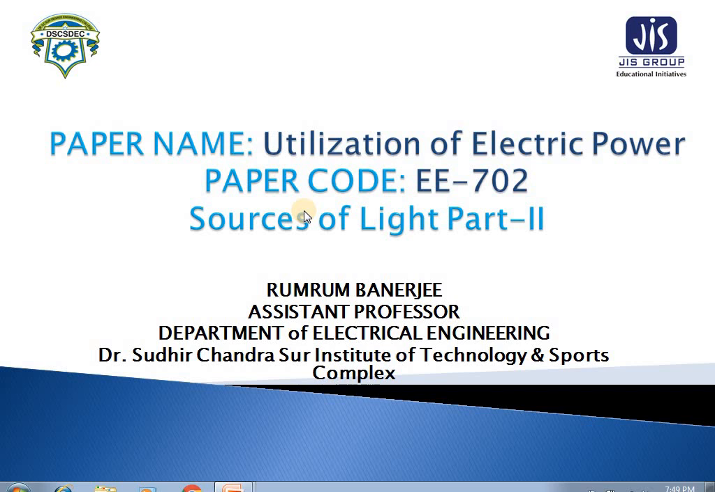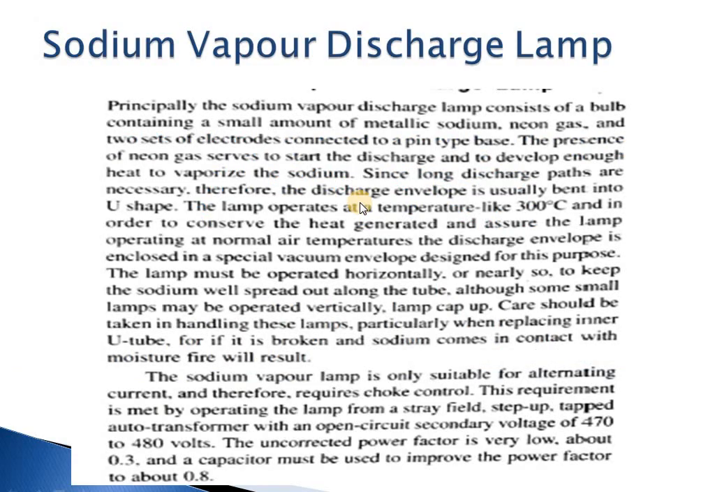So here we will continue with sources of light part 2. Let us consider the first source of light apart from the previous ones, that is the sodium vapor discharge lamp. Definitely the vapor will be created from sodium, and due to the vapor discharge of sodium, it creates a huge amount of light which is used for illumination purposes.